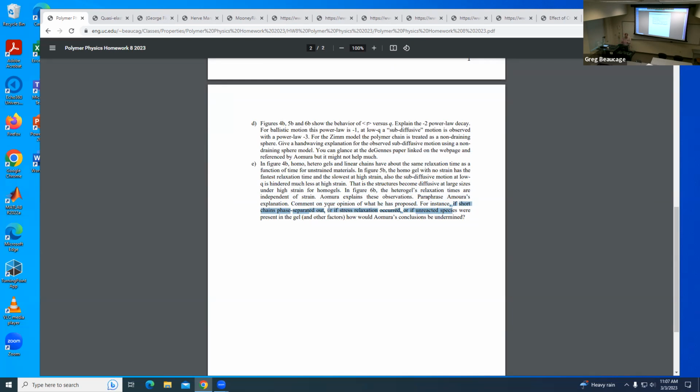Or they didn't all cross-link, or the stress relaxation while he's doing the measurement. So how do those things impact what he says? I think you should be able to find out that you can totally undermine his argument if you use any one of these things. And if you use all of them, you can kind of say that what he's saying is completely nutty.